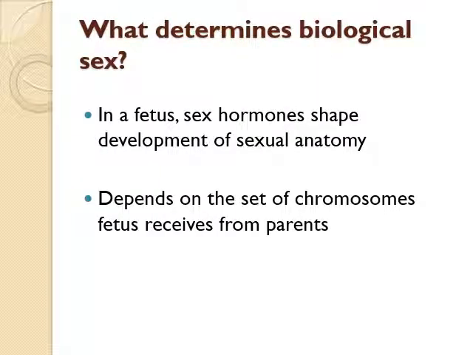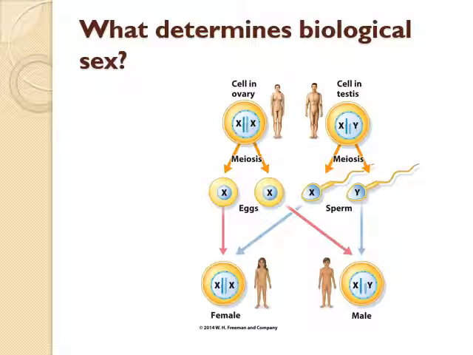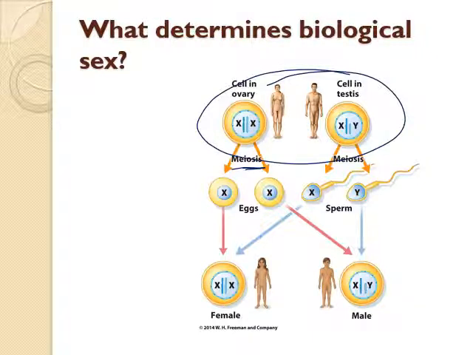So in a fetus, your sex hormones are shaping the development of your sexual anatomy. And the way that your sexual anatomy is being developed depends on these sex hormones, which depends on the set of chromosomes that you receive from your parents, or that the fetus receives from the parents. As you probably already know, your 23rd pair of chromosomes in humans is what determines your biological sex. So females, you either have XX, males, you have XY. Again, we are diploid organisms. So we have a pair of chromosomes here, but our whole goal going through meiosis is to become haploid.